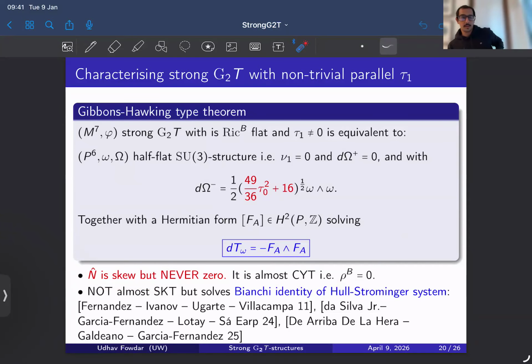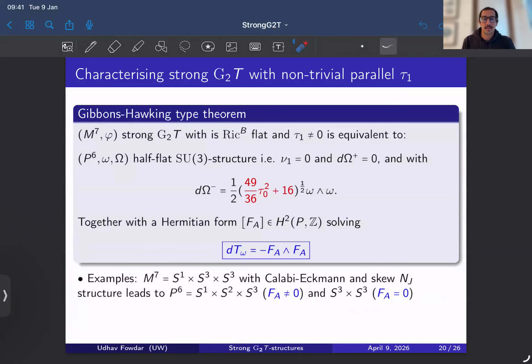Okay, so there are lots of examples of solutions to this Hull-Strominger system done by many people, and recently it was generalized in the work of Agnolo and collaborators. And there's also work of Galdano in this direction here. Okay.